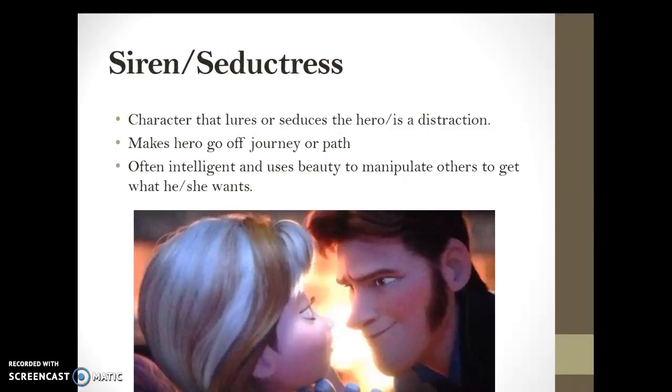Sirens or seductresses are characters that lure or seduce the hero or cause them to be distracted. They make the hero go off their journey or their path. Sirens or seductresses are often intelligent, and they use their beauty, their physical good looks, to manipulate others to get what they want. A great example of a siren or seductress is Hans in Frozen.